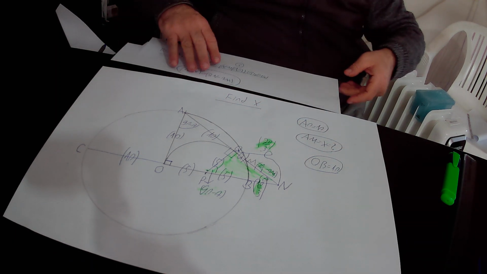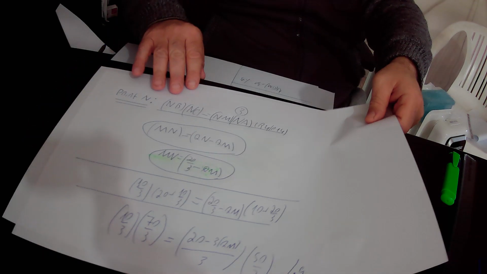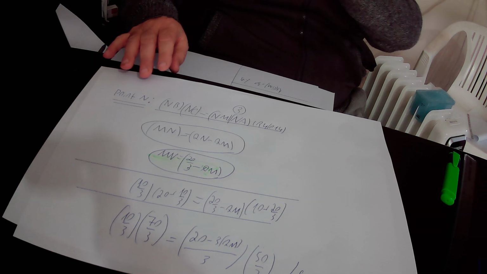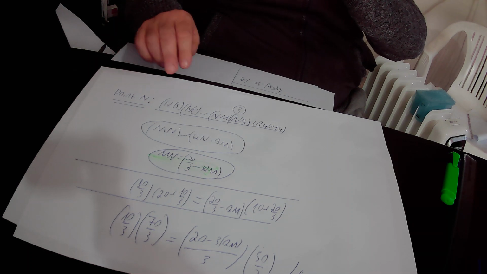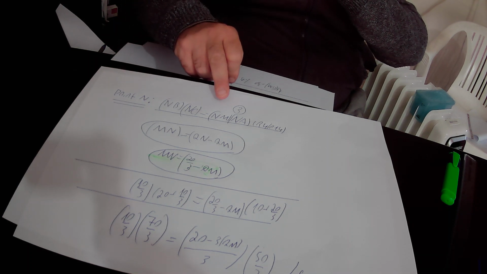Then we return to rule number 14. Again, according to rule number 14, if we focus on the common extreme point N, NB times NC equals NM times NA.